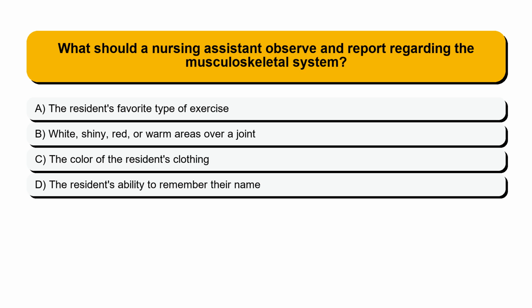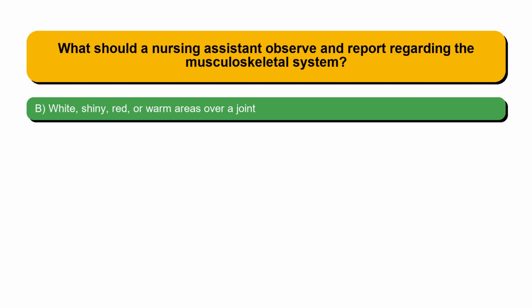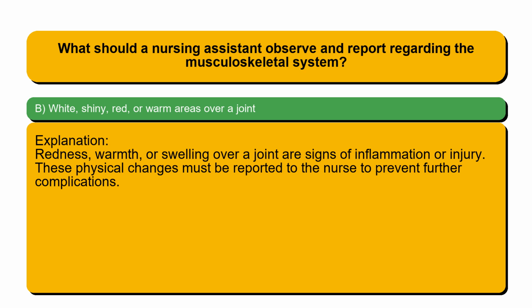Question 27. What should a nursing assistant observe and report regarding the musculoskeletal system? Option A. The resident's favorite type of exercise. Option B. White, shiny, red, or warm areas over a joint. Option C. The color of the resident's clothing. Option D. The resident's ability to remember their name. The correct answer is option B. White, shiny, red, or warm areas over a joint. Redness, warmth, or swelling over a joint are signs of inflammation or injury. These physical changes must be reported to the nurse to prevent further complications.